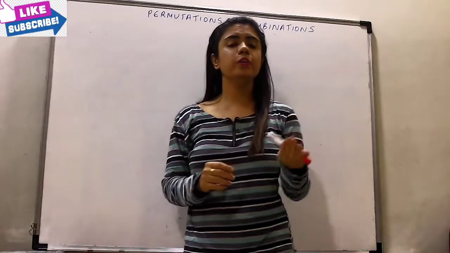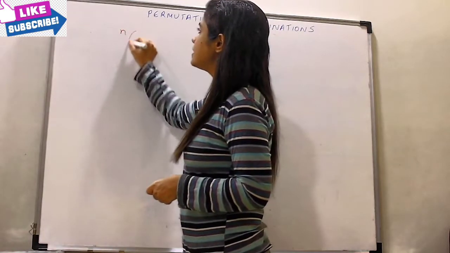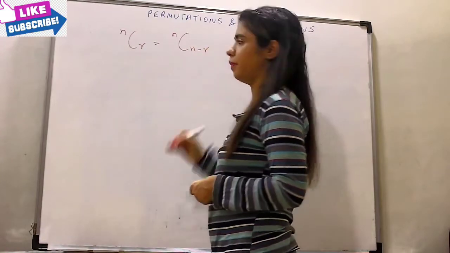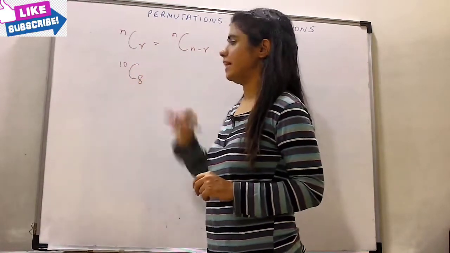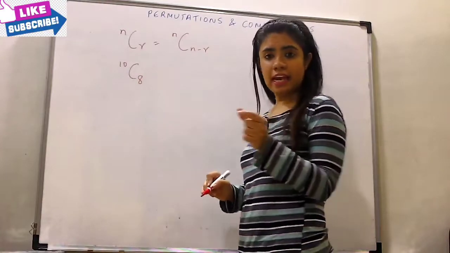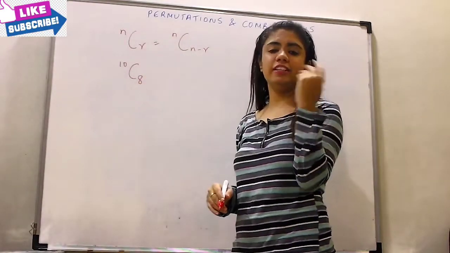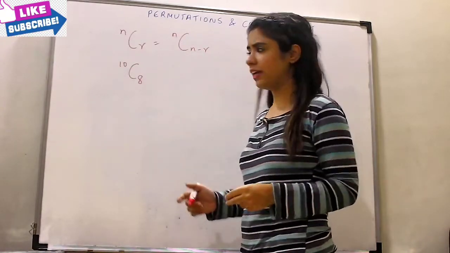So how do we use that concept of NCR? See, we know NCR is the same as NCN minus R. So for example, if I tell you what is 10C8? Now 10C8, this number is 8. Writing 8 digits and then cancelling it becomes very lengthy. Let's solve it from that concept also.